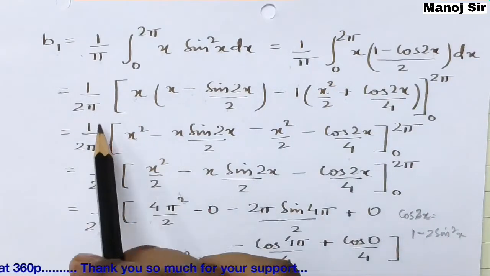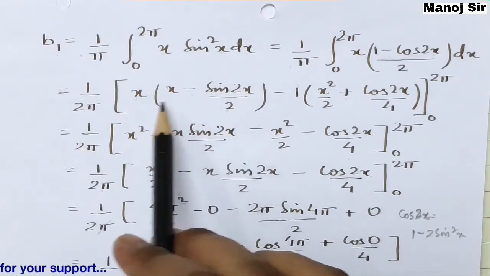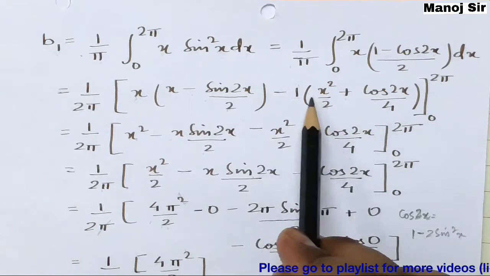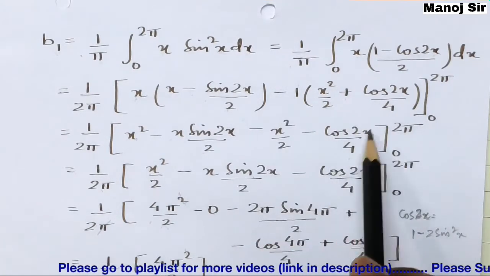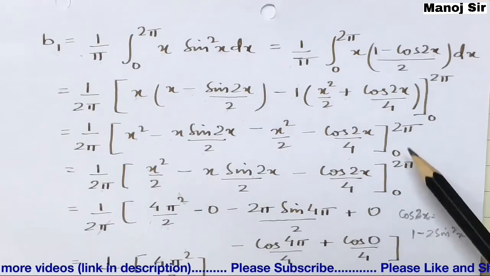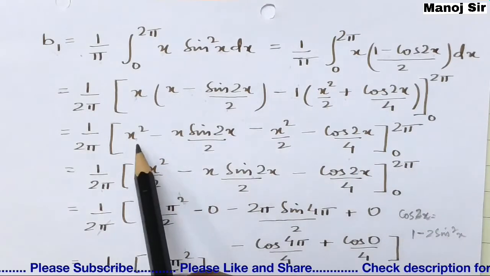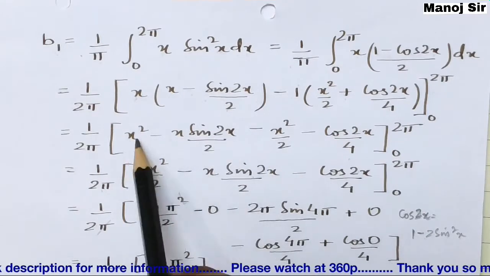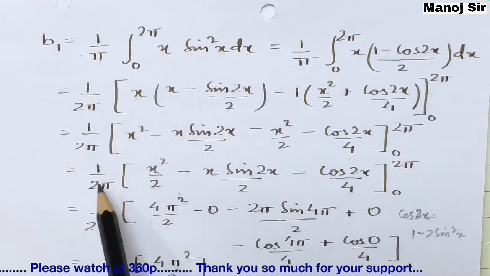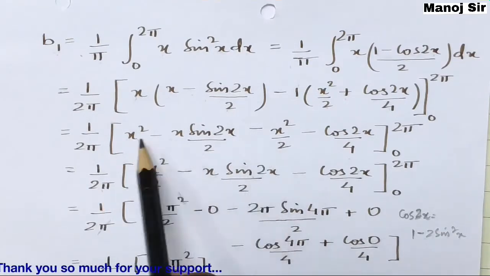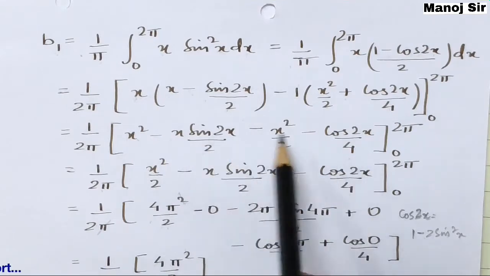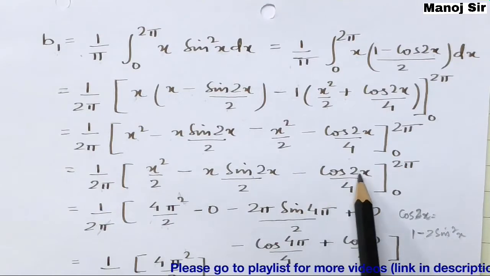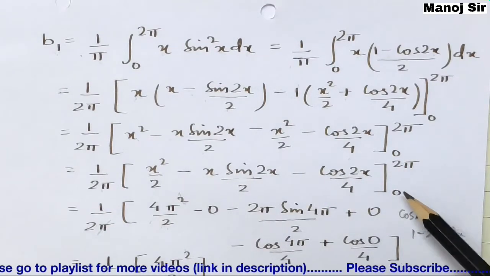Now we'll open this bracket. So 1 upon 2 pi is as it is. If you open this bracket, here we have x square minus x into sine 2x upon 2. Again, opening this bracket, this is going to be negative x square upon 2 minus cos 2x upon 4. The limit is from 0 to 2 pi. Here we have x square and here we have minus x square upon 2, so if you solve both, you will get x square upon 2. Rest two terms are as it is, minus x sine 2x upon 2, and here we have minus cos 2x upon 4. Limit is from 0 to 2 pi.